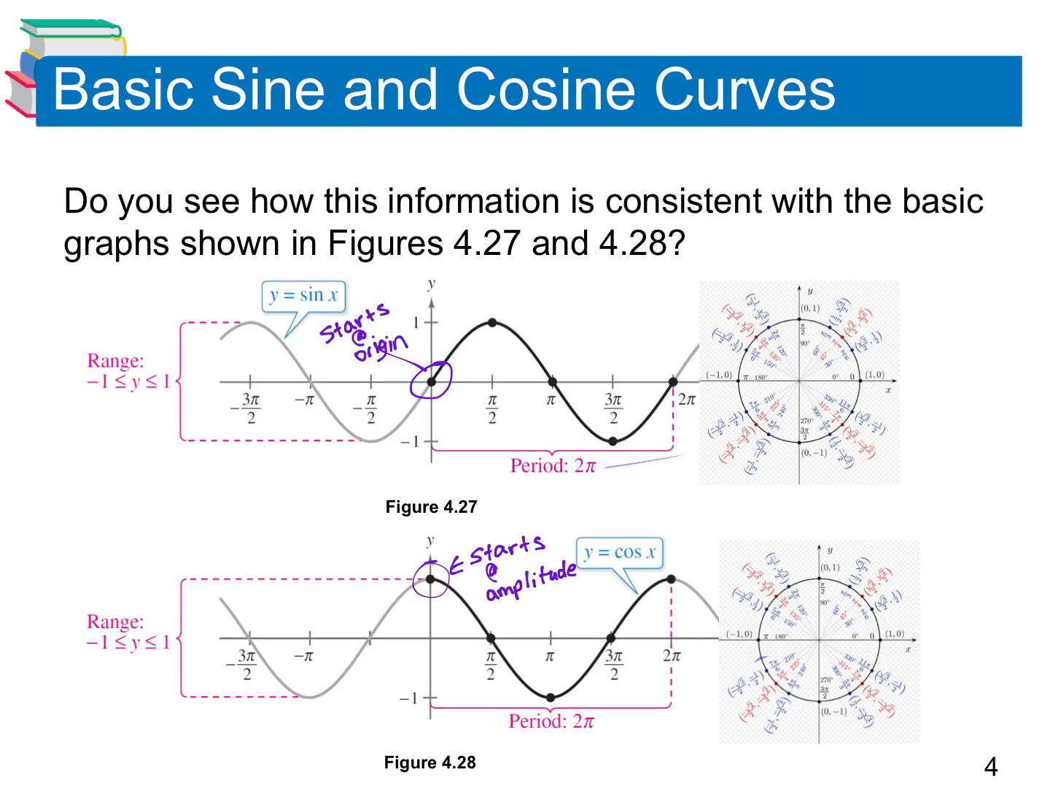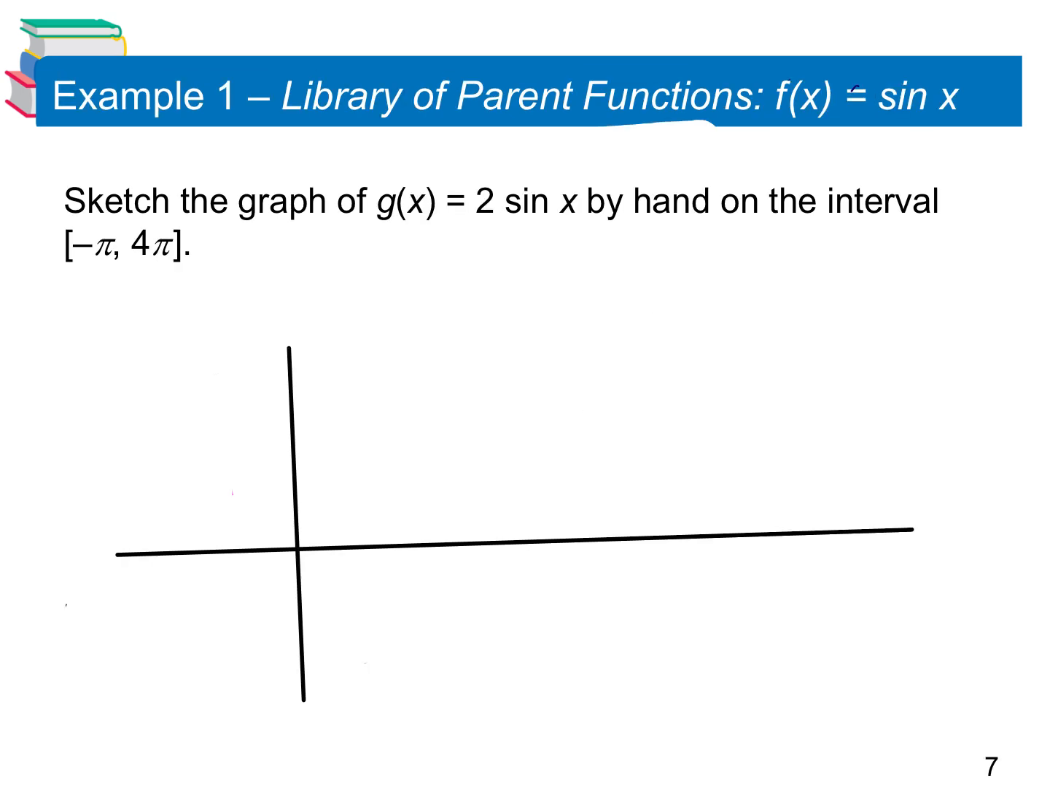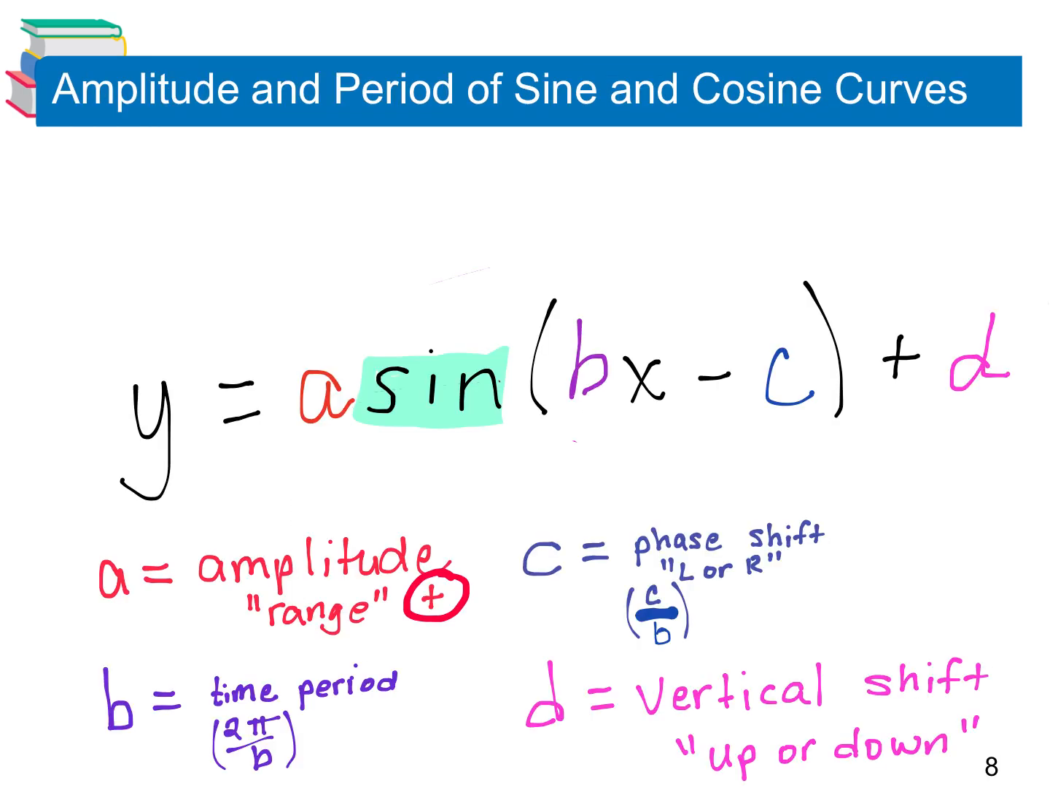So here it puts the sine and the cosine graphs together. The first one is our sine graph. It starts at the origin. The second one is the cosine graph. It starts at the amplitude. We have some more just basic information on this page. I'm going to skip this one. We'll come back to it, and let's look at this. We're going to talk about our transformations that are happening.